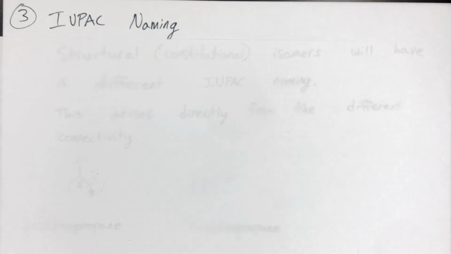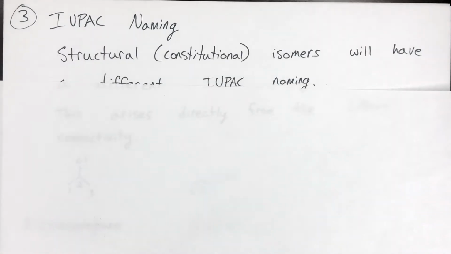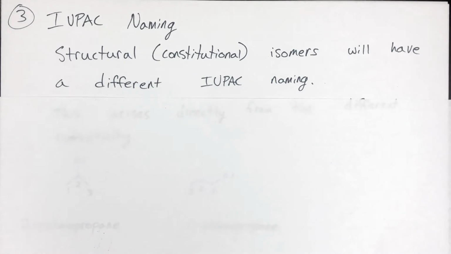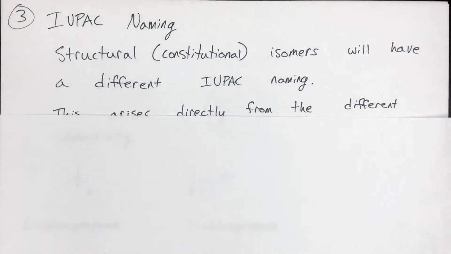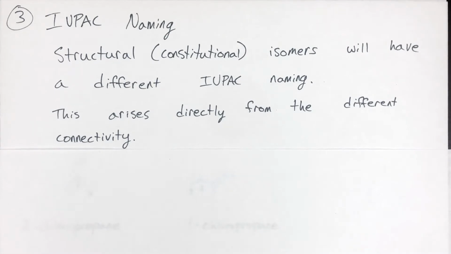This is definitely the hardest method here to determine the structural isomers, but you can use it to check the other methods, if you're unconfident in the answer from the other methods. So the main point of this method of determining structural isomers is that structural or constitutional isomers are going to have a different IUPAC name. Systematic nomenclature will be different for those structural isomers. So this arises directly from the different connectivity.